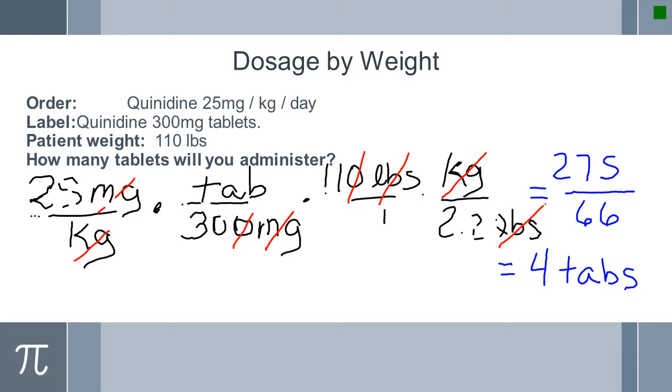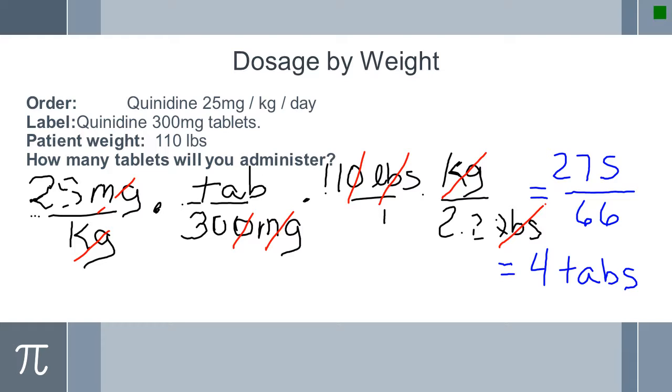Now I can't forget about my child's weight. That's a whole other bit of information that has to be in here. So there's my 110 pounds. So I need that conversion in there. My kilogram is 2.2 pounds. So then I'm going to start canceling some labels and see if I'm right. I've got my milligrams, I've got a kilogram, I've got pounds, and so I'm left with a tablet, and it's asking me for how many tablets I'm going to give.